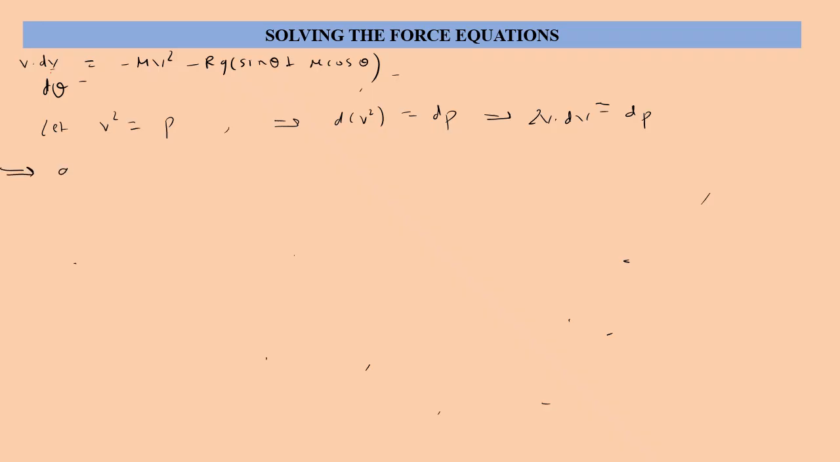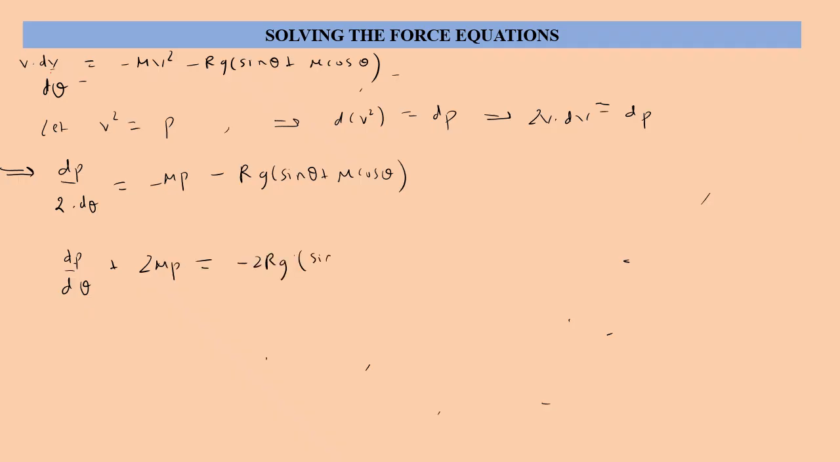This implies our equation becomes dp over 2 d theta is minus mu p minus rg times sine theta plus mu cosine theta. So we get dp over d theta plus 2 mu p is minus 2 rg times sine theta plus mu cosine theta.